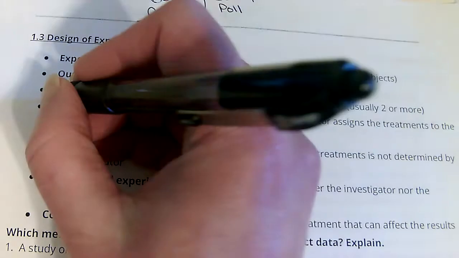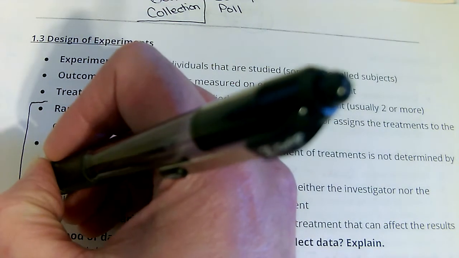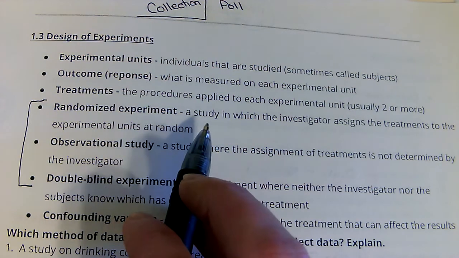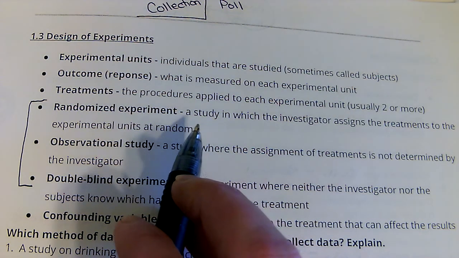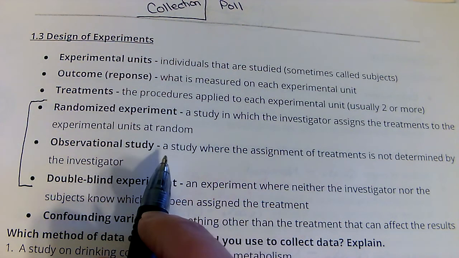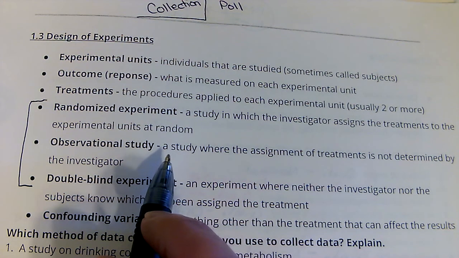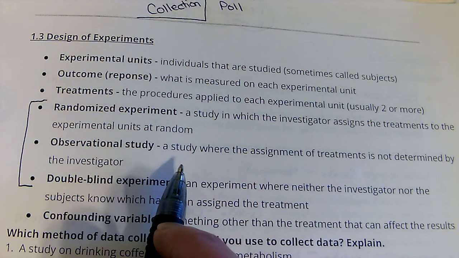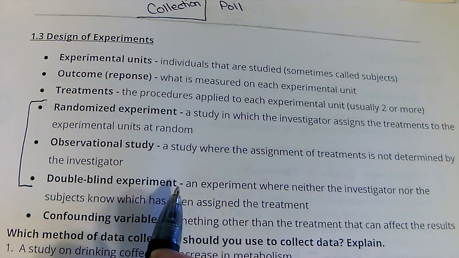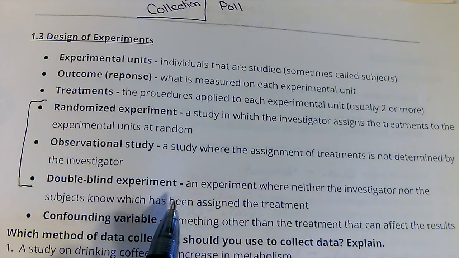So the ways we could have an experiment, we could have a randomized experiment, a study in which the investigator assigns the treatments to the experimental units at random. We could have an observational study, and this is a study where the assignment of treatments is not determined by the investigator. In other words, they just kind of watch and see. A double-blind experiment is an experiment where neither the investigator nor the subjects know who has been assigned the treatment.